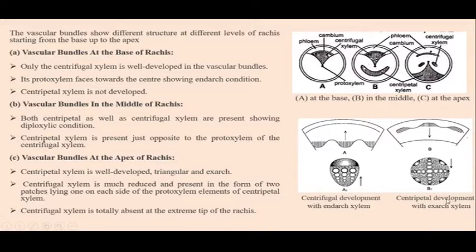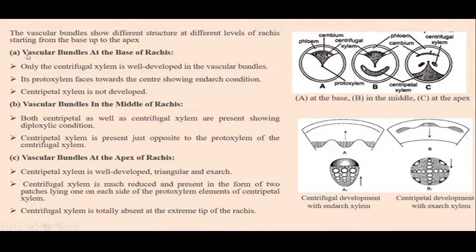While in the case of centripetal development, the development of xylem is from the periphery towards the center. So protoxylem is formed towards the periphery and metaxylem is formed towards the center, and it gives rise to the exarch xylem. So centrifugal and centripetal are the two types of development of the xylem.